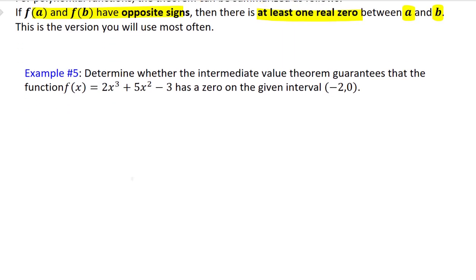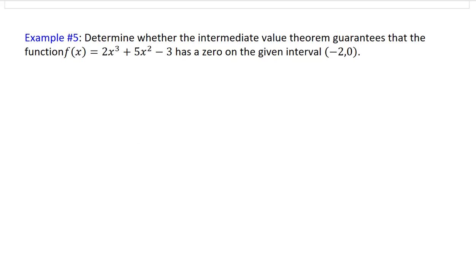Consider going over example number 5. Determine whether the intermediate value theorem guarantees that the function f of x has a zero on the given interval. So on this given interval, we call this value a and this value here b.